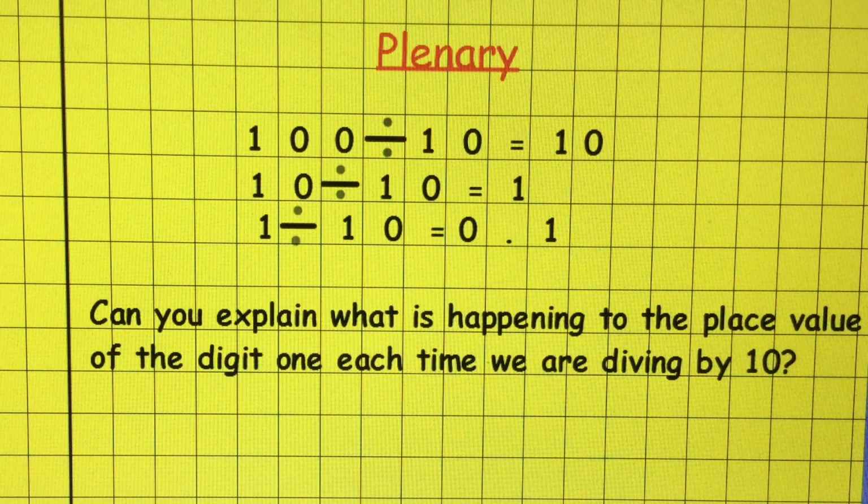And last but not least, everyone, here we have our plenary question, and you can see 100 divided by 10 is 10, 10 divided by 10 is 1, and 1 divided by 10 is 0.1. Can you explain what is happening to the place value of the digit 1 each time we are dividing the numbers by 10? Pause the video now and have a think about what you've learned today that might help you explain your answer.